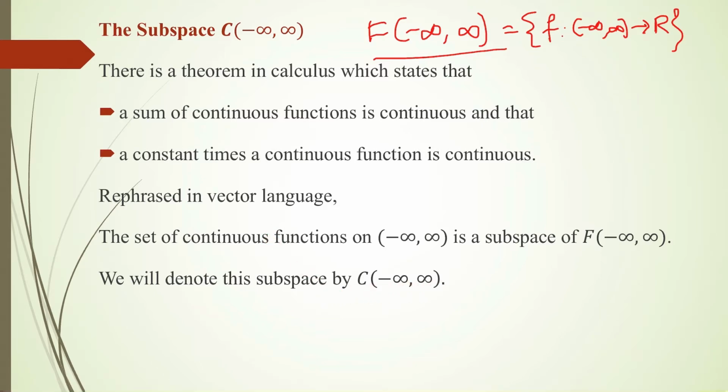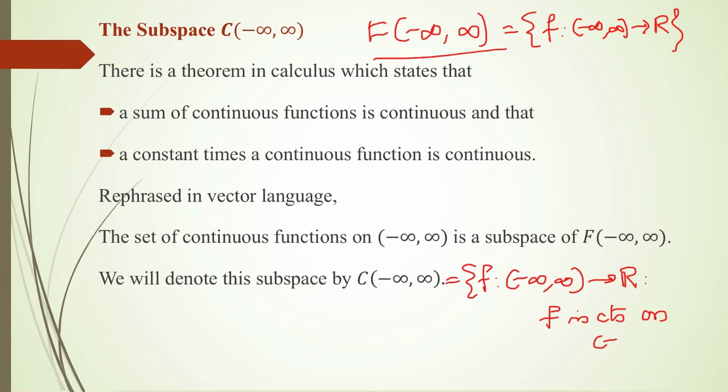So what is meant by C(-infinity, infinity)? This is equal to the set of all functions from the open interval (-infinity, infinity) to the set of all real numbers such that f is continuous on (-infinity, infinity). So this forms a subspace of the set of all functions from (-infinity, infinity) to R.